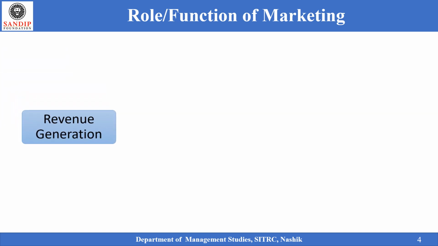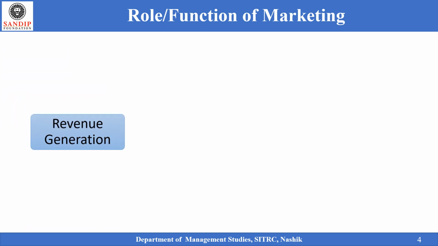The basic role of marketing is revenue generation. So it's the bread earner of the organization. There are various departments in the organization. You've got finance, we've got HR, we've got operations, but the role of the bread earner, to bring in revenue, is done by marketing.